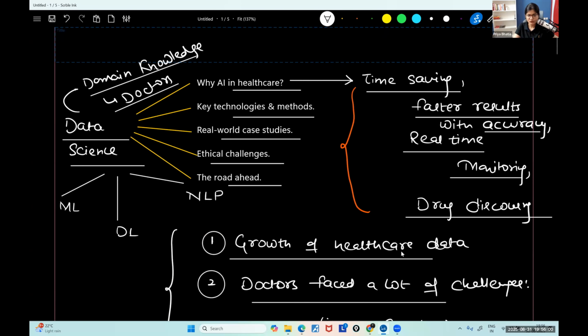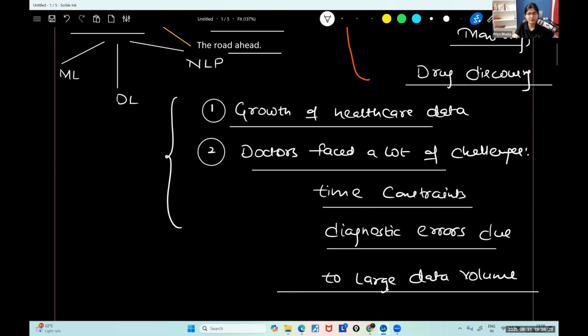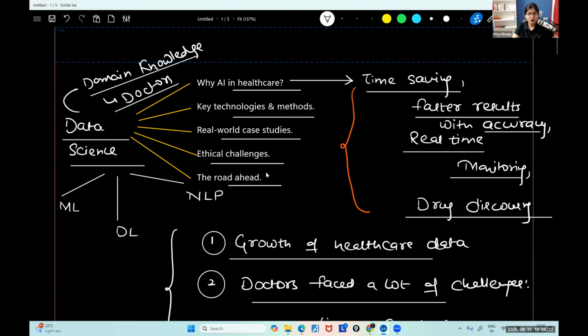All good? So what we have seen: why AI is important in the healthcare domain. We have talked about several motivational aspects like time saving, faster results with accuracy, real-time monitoring, drug discovery. Then we have seen why we should learn about all these things because of the growth of healthcare data, because doctors face a lot of challenges in terms of time constraints, in terms of diagnostic errors due to large volume of data. We have talked about key technologies and methods in the ML space, DL space, NLP space, and their corresponding use cases. We have talked about real world case studies of COVID-19, cancer detection, diabetic prediction, right? All of these are the examples which we have covered. We have talked about ethical challenges like data privacy, explainable AI, right?